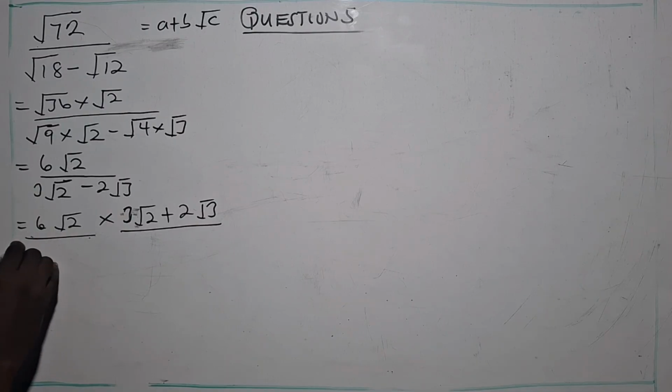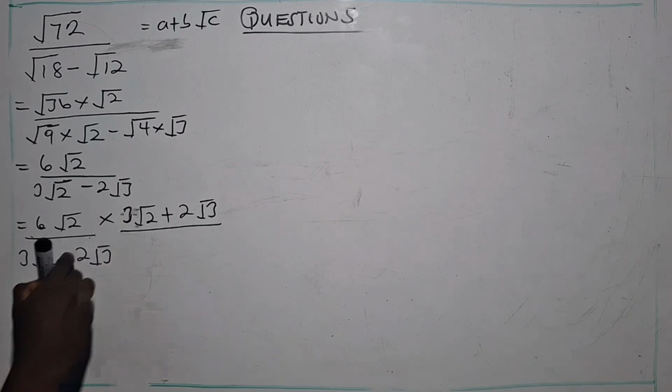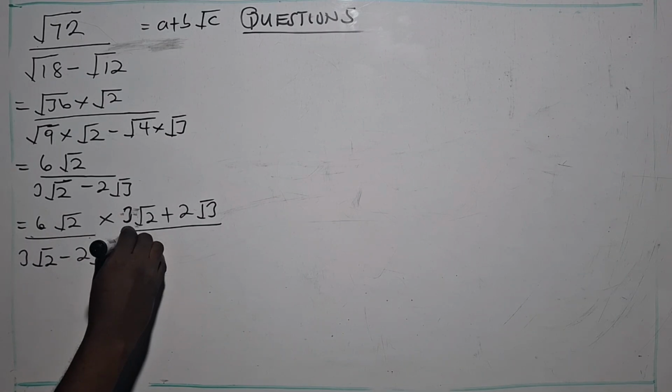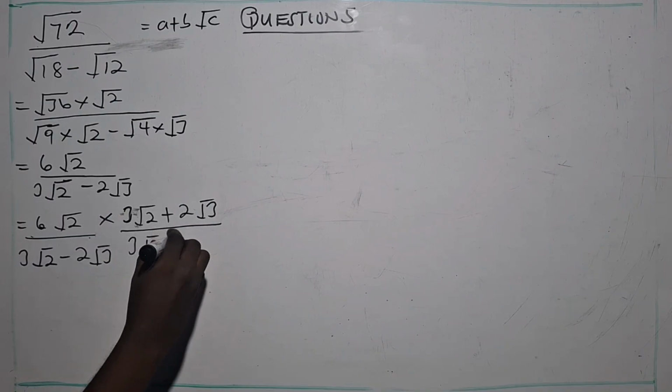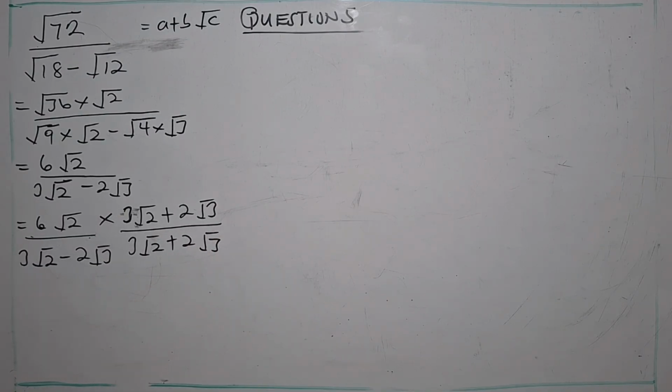Then all over 3 root 2 minus 2 root 3. Here, 2 times the same thing, 3 root 2 plus 2 root 3. Yes, so this is how to rationalize surds. If you don't understand, lessons on surds are available on my channel. So to simplify surds, this is how I do it.